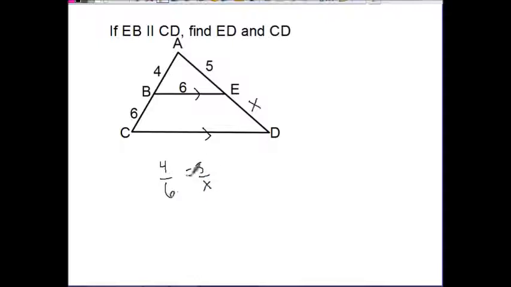And let's cross multiply. I end up with 4x equals 30. When I divide both sides by 4, I end up with x equals 7.5. X is going to be segment ED. Now the second piece that they want is segment CD. So we'll put a Y right there.